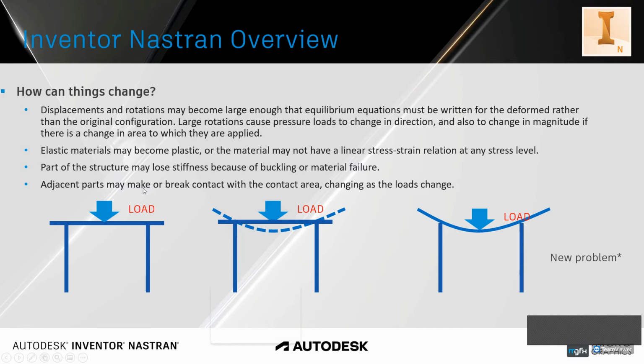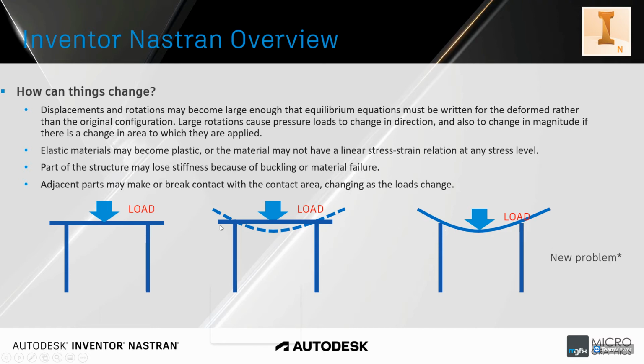Elastic materials may become plastic, or the material may not have a linear stress-strain relation at any stress level. So basically, if something like steel or aluminum used to be elastic, it will now become plastic and permanently deform and change as you add more and more stress. Part of the structure may lose stiffness due to buckling or material failure. So you can imagine these upright members, if they had some weakness going in the horizontal direction, now that this is curved, it's going to affect that as well.